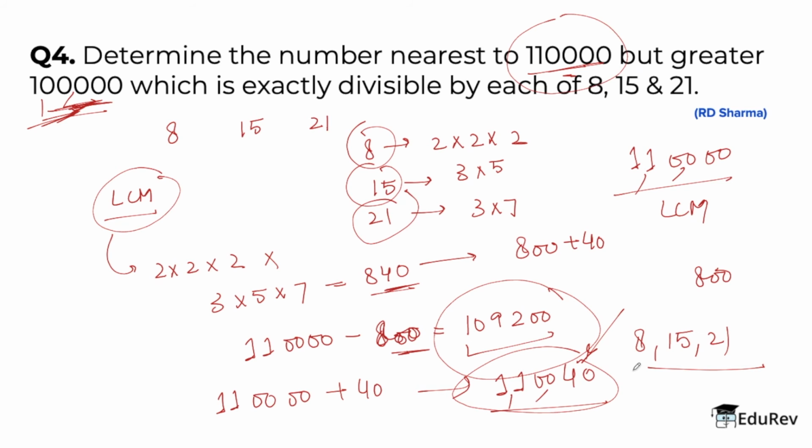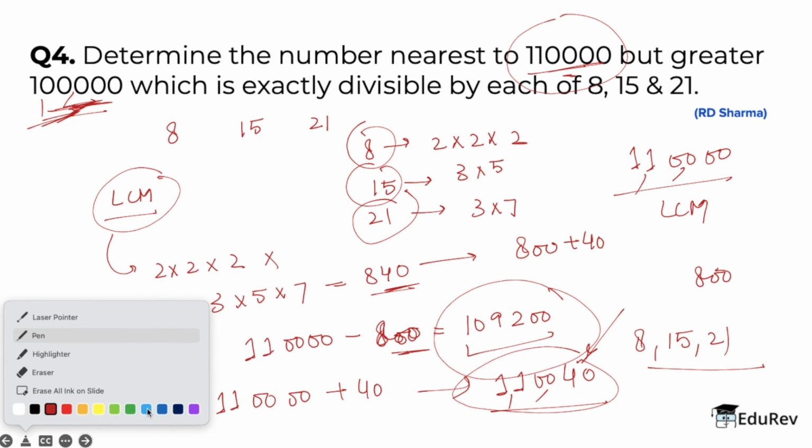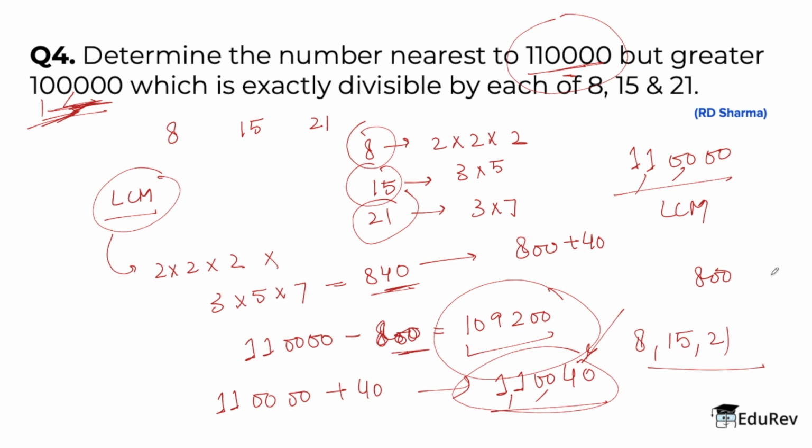So let's see how to solve this question one more time in case any of you got lost in the explanation. Basically, we need to find a number which is nearer to this number, but greater than this number, which is exactly divisible by 8, 15 and 21. So I first calculated the LCM of 8, 15 and 21, and I found out that the LCM is 840. Now I need a number which is nearer to this, so just by guessing and applying some techniques, I subtracted 800 from it and I added 40 to it.